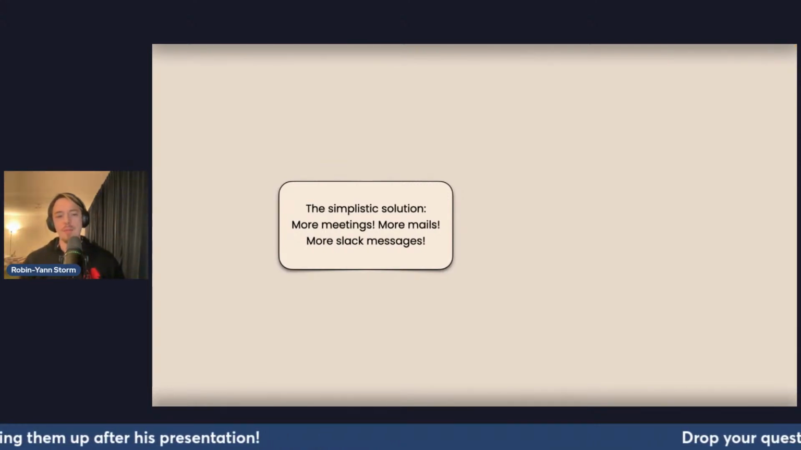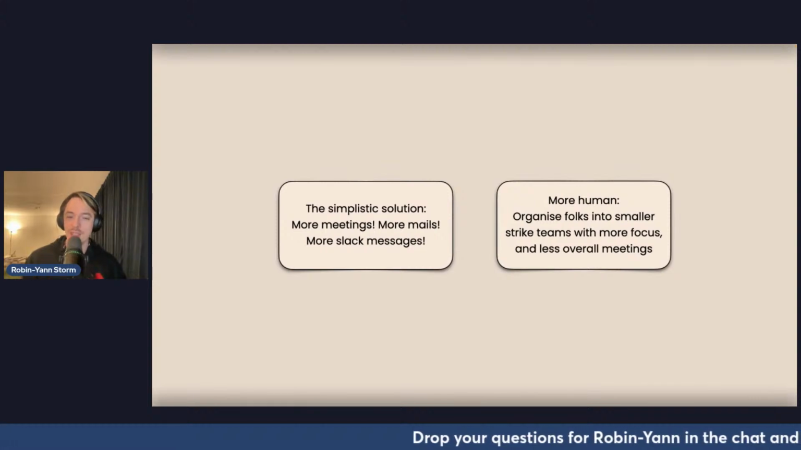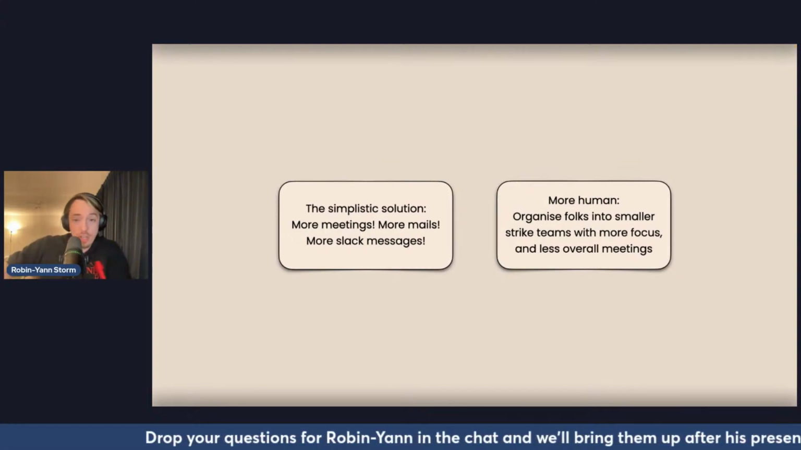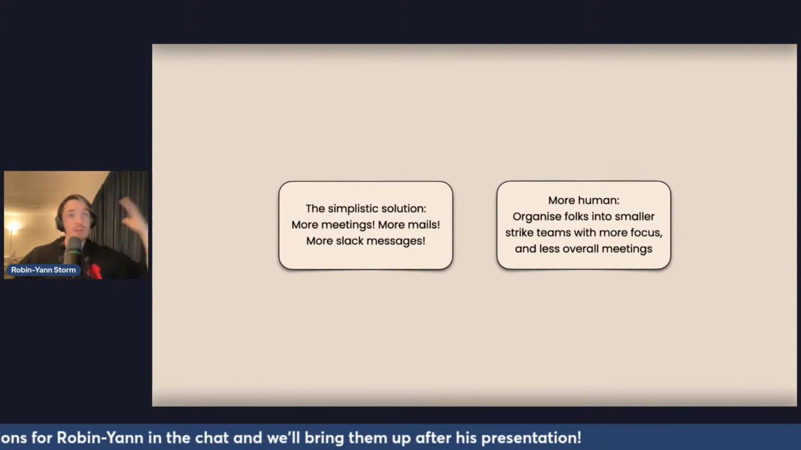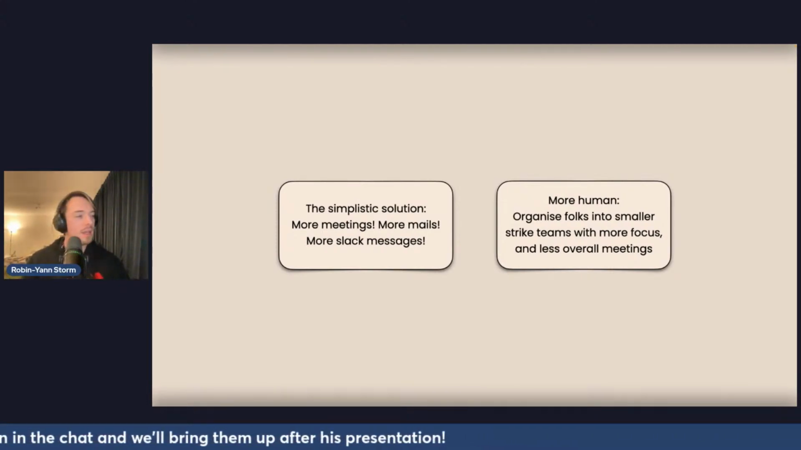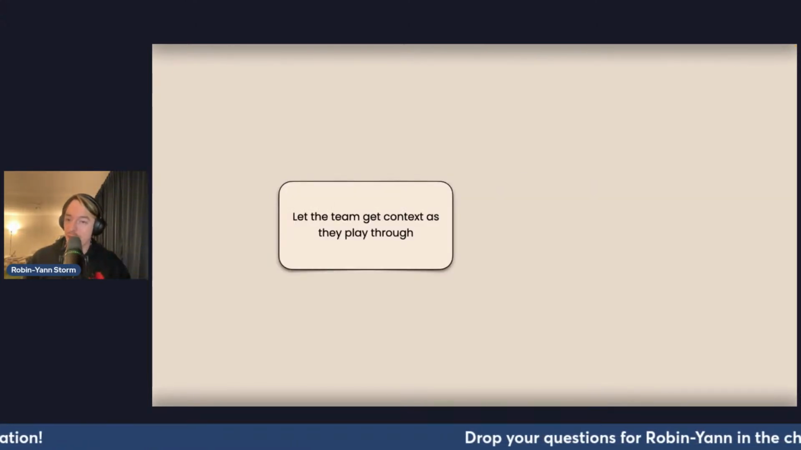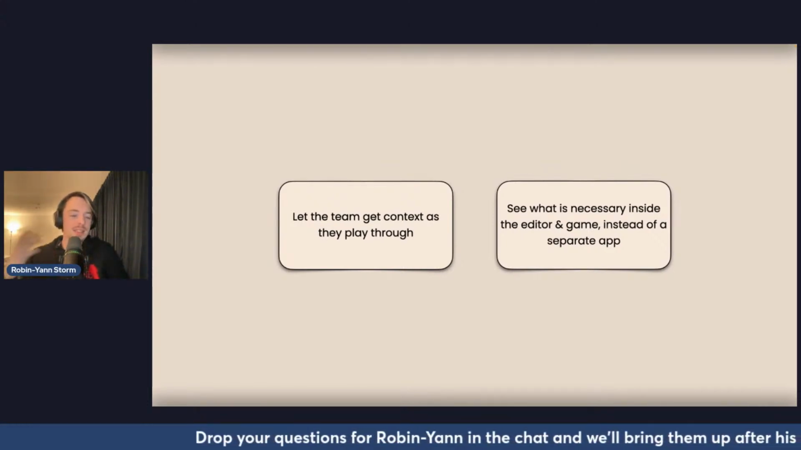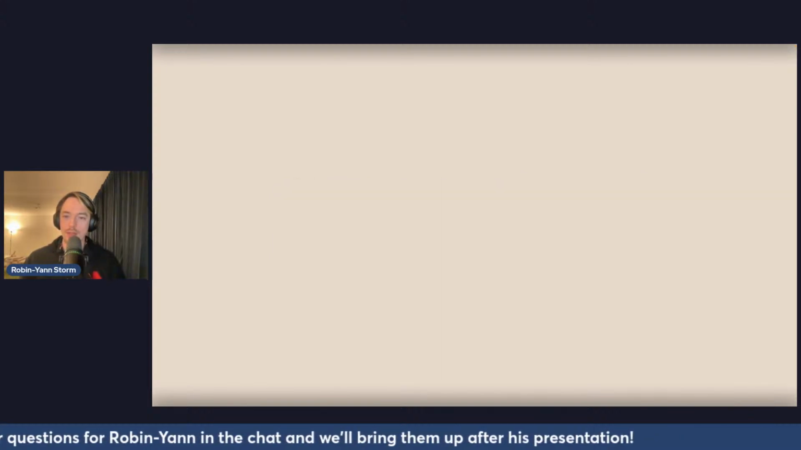Sucks. Ugh. What's much more human is to organize folks into smaller strike teams with more focus and fewer overall meetings. They might meet more with each other, but less with all these other things that they don't need to worry about. Because otherwise, everyone's going to be constantly informed about everything. That's not human. You're not going to be able to do that all the time. So, let the team create context as they play through and see what is necessary inside the editor in game, spatially, instead of in some separate app. Allow these human beings to work.